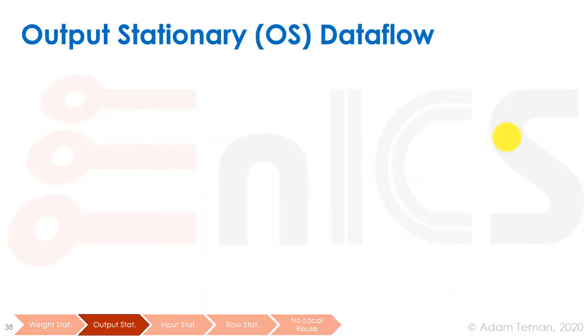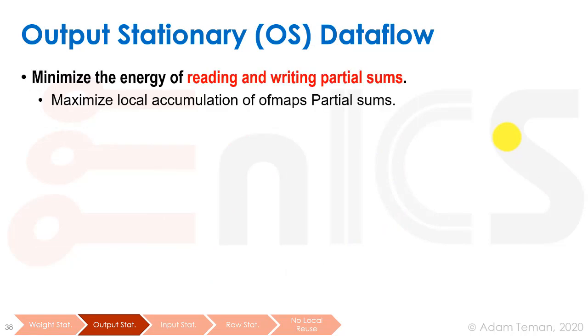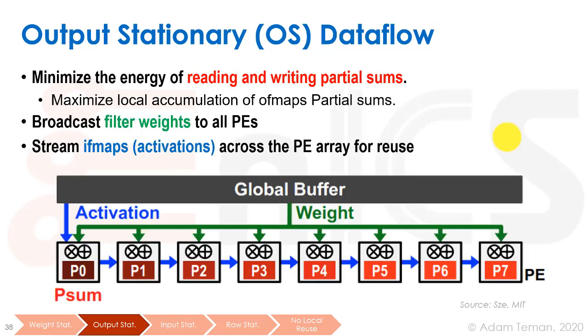The second type of data flow is the output stationary data flow, and this is going to be kind of similar to the input stationary. Here we're going to minimize the energy of reading and writing the partial sums, versus beforehand we wanted to minimize the energy of just reading the weights. So this is maximizing the local accumulation of output feature maps and partial sums. What we want to do is keep the partial sums inside our register files, and for that we're going to have to broadcast the weights to all of the filters, and try to stream the activations through the processing elements.